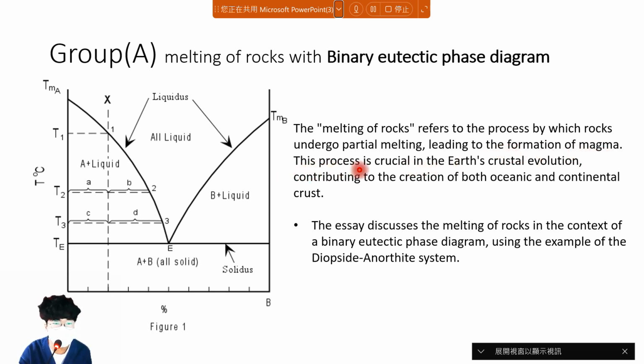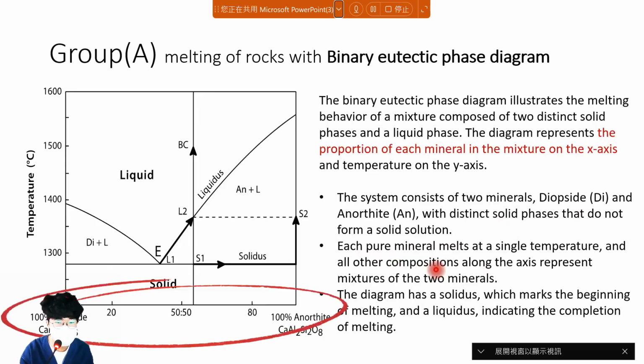This process is crucial in the Earth's crustal evolution, contributing to the creation of both oceanic and continental crust. The textbook discussed the melting of rocks in the context of the binary eutectic phase diagram, using the example of the diopside and anorthite diagram.